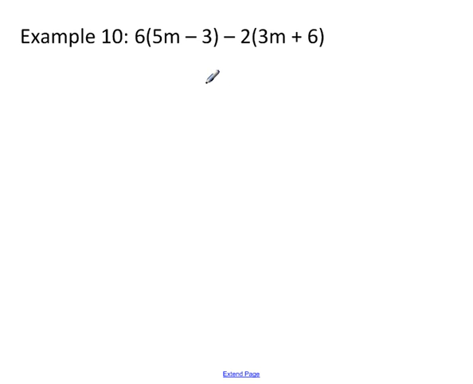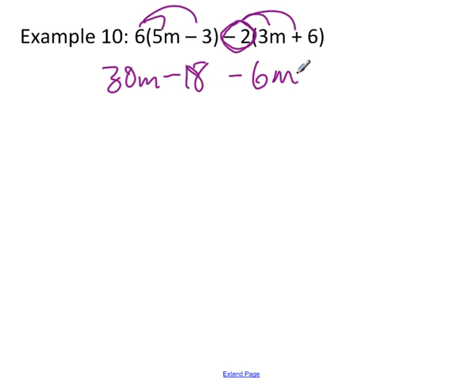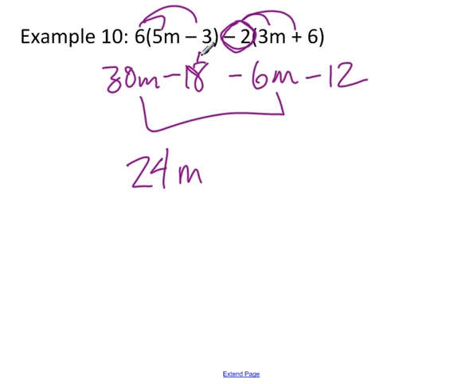Number 10, doing a little distribution. You're going to take that 6 and multiply both things on the inside. 6 times 5 makes 30 m's, minus 6 times 3 is 18. The other trick that they do here is they put this negative sign right here. We've got to make sure that we multiply both of those things by our negative 2. So negative 2 times 3 is going to make negative 6m, and negative 2 times 6 is going to make minus 12. Now I put these two together, what's that, 24 m's, and my negative 18 and negative 12 together to make negative 30. Dunzo.